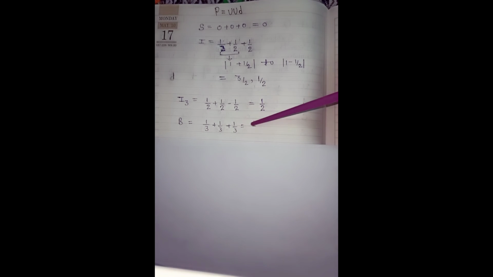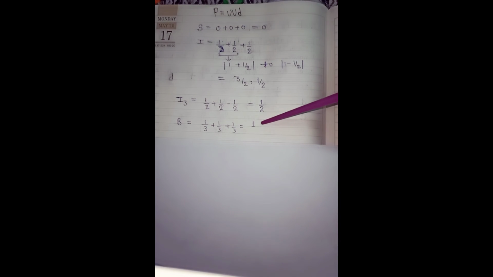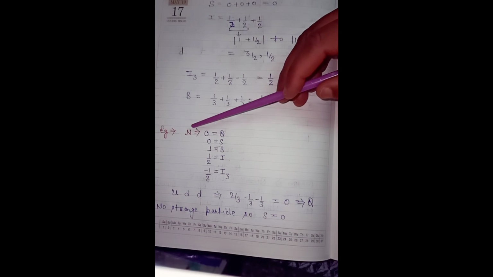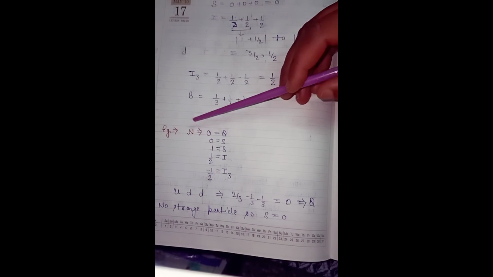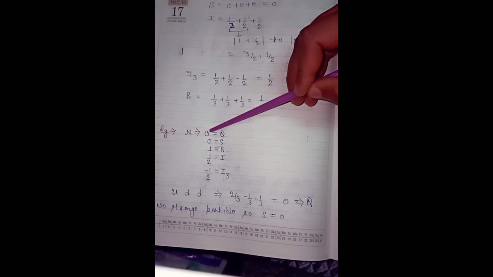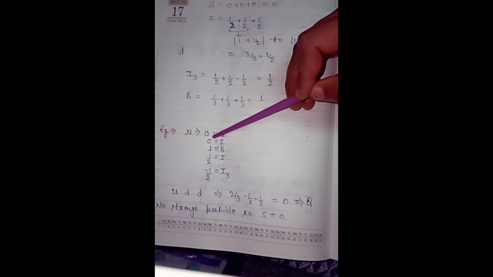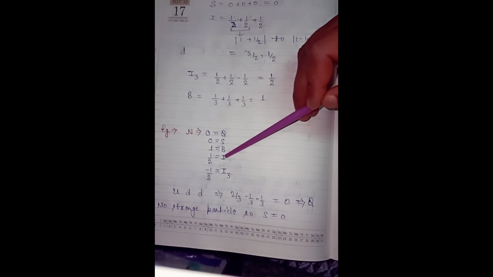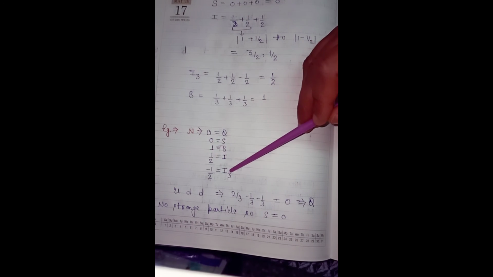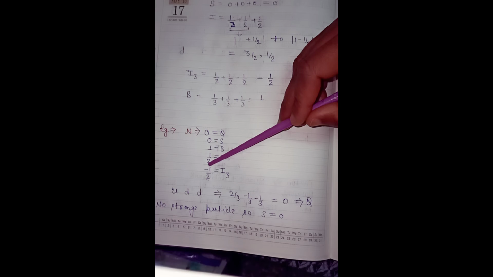Now check baryonic number. Each quark has baryonic number 1 by 3, so 1 by 3 plus 1 by 3 plus 1 by 3 equals 1. Proton is a baryon, so it also has baryonic number equal to 1. Now take a second example, the neutron. We know that neutron has charge 0, strangeness 0, baryonic number 1, isospin 1 by 2, and third component of isospin minus 1 by 2.